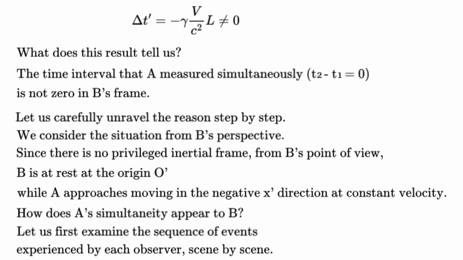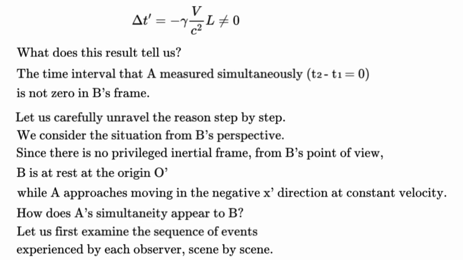What does this result tell us? The time interval that A measured simultaneously is not 0 in B's frame. Let us carefully unravel the reasons step by step. We consider the situation from B's perspective.